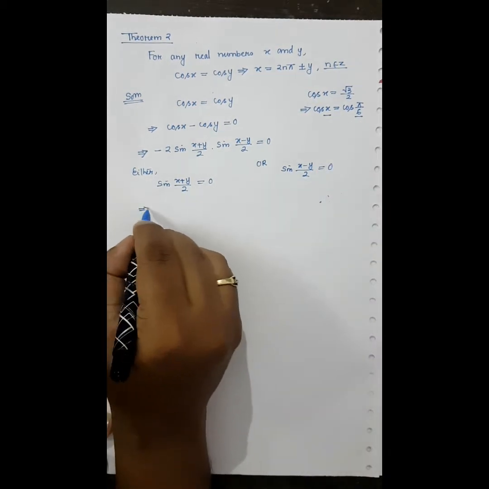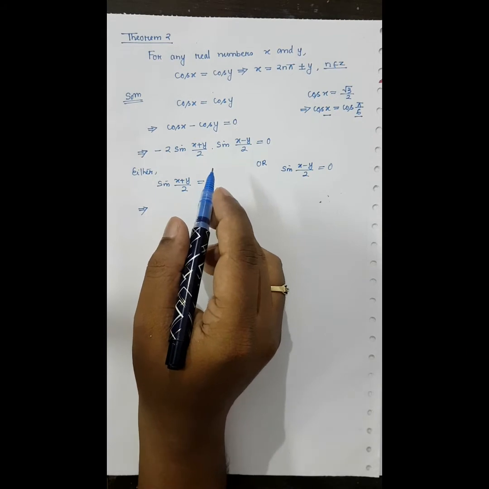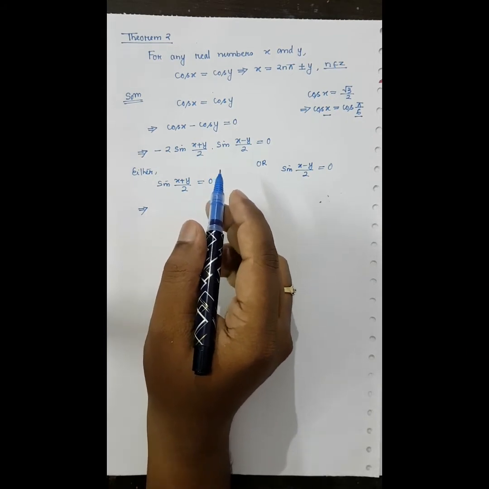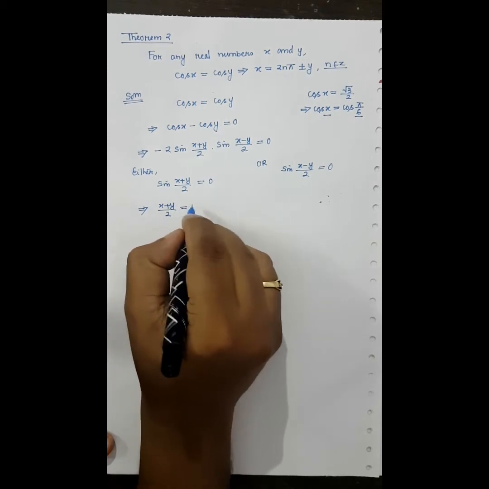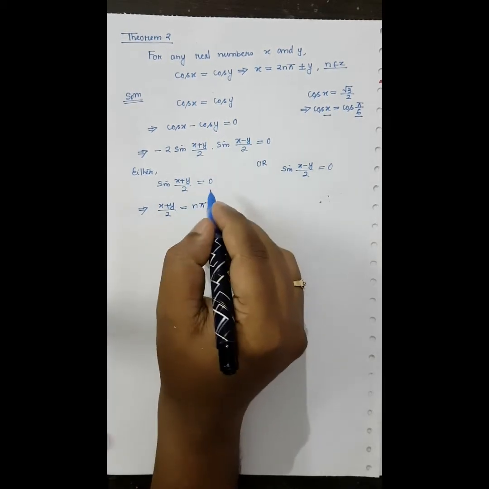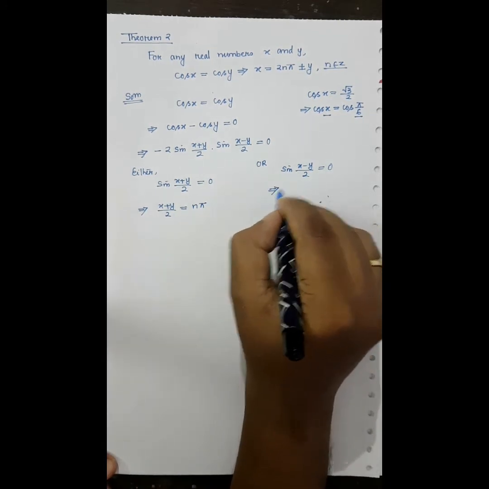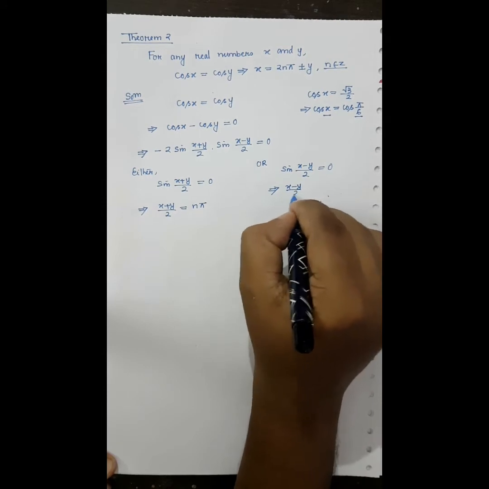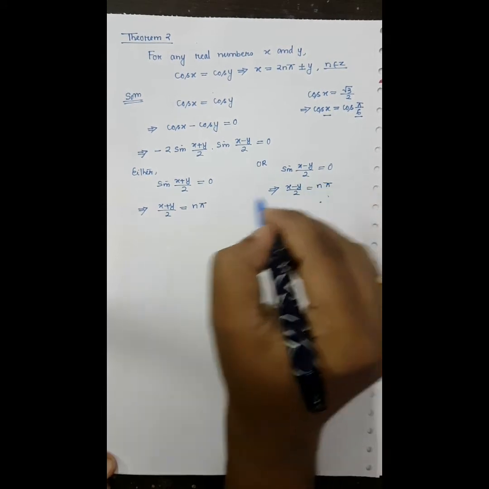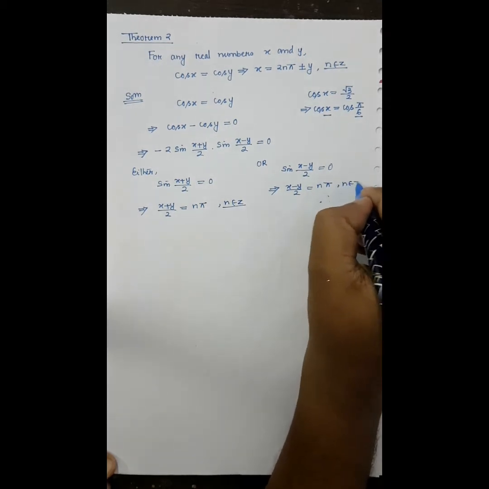Now sine theta is equal to 0 whenever theta is equal to n pi, that is, an integral multiple of pi. So (x plus y) by 2 is equal to n pi. These are some special angles, you have to remember this. And whenever sine theta is equal to 0, it is (x minus y) by 2 equal to n pi, where n is an integer, where n belongs to Z.